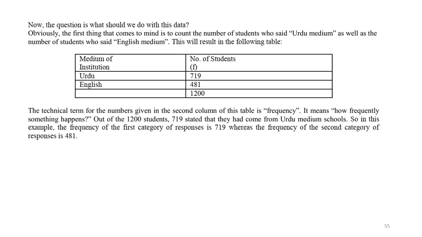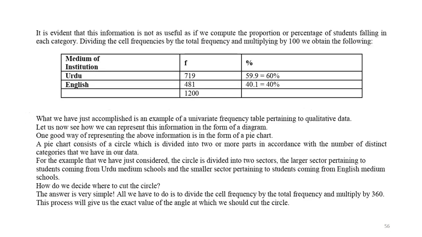This is the frequency. When you add Urdu medium and English medium, you get a total frequency of 1200, because you have two options, Urdu and English, and you confirm that people are coming from these two languages. It depends upon where you are doing the survey, because languages will increase when you survey various universities and colleges of Pakistan.